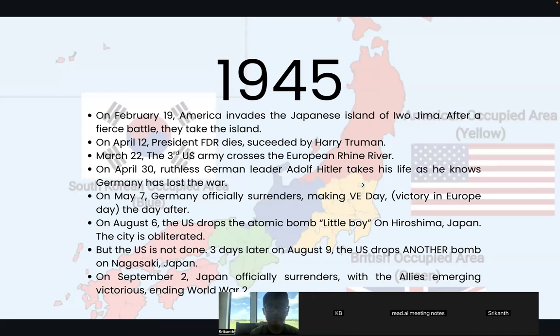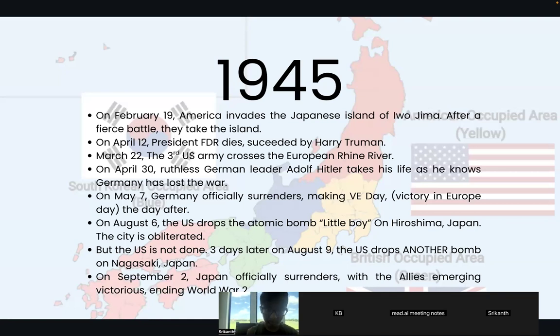On March 22nd, the Third U.S. Army crosses the European Rhine River. April 30th, the ruthless German leader Adolf Hitler takes his own life because he knows that Germany has lost the war, like they're completely surrounded. On May 7th, Germany officially surrenders, making VE Day, Victory in Europe Day, the day after.